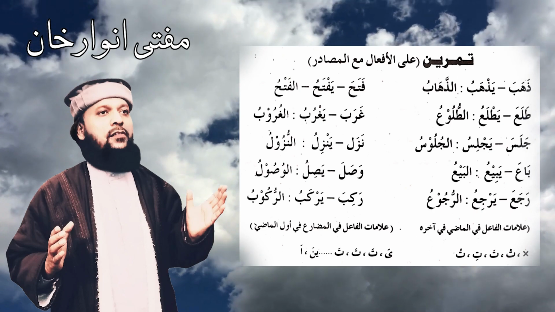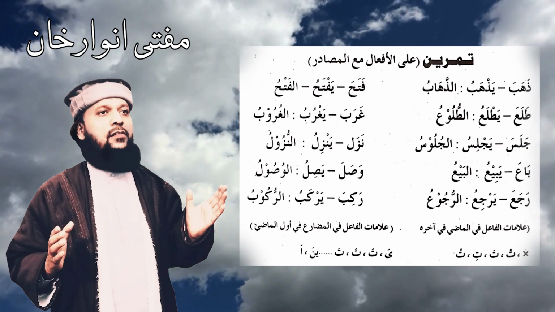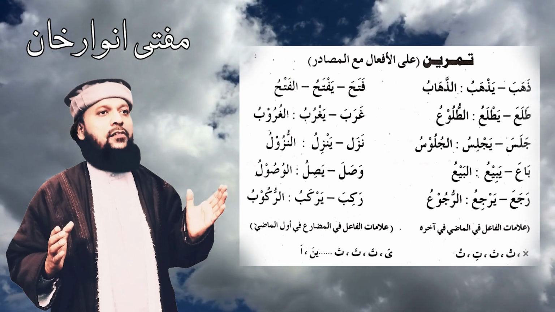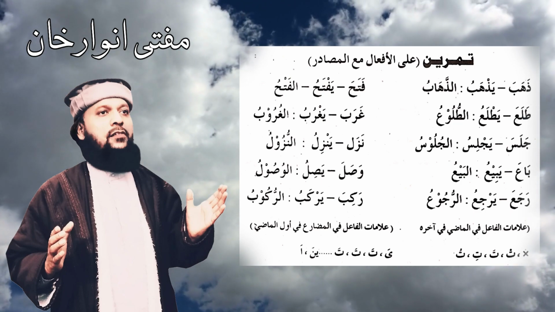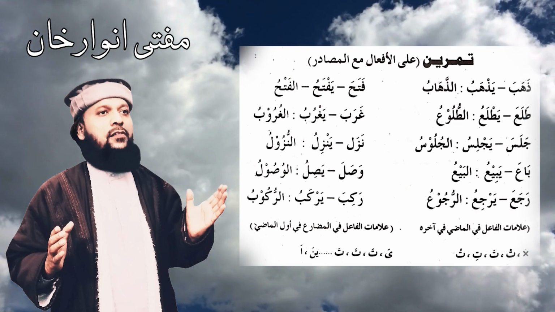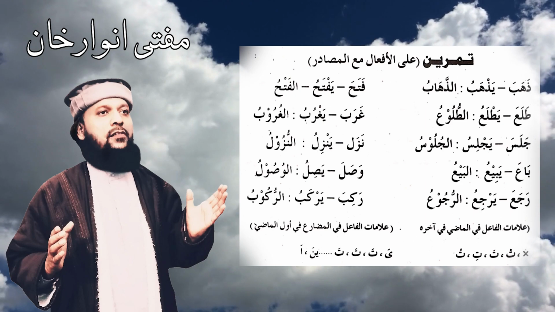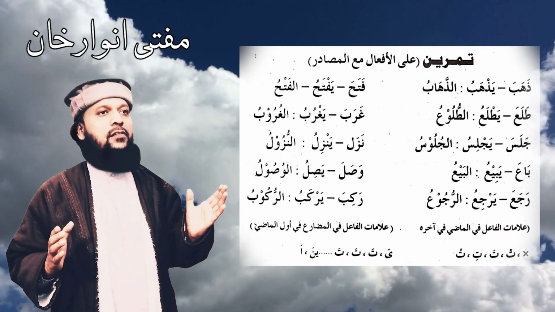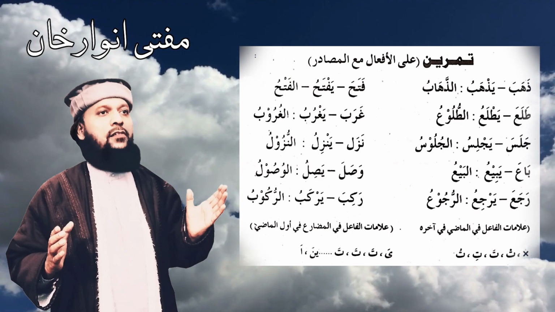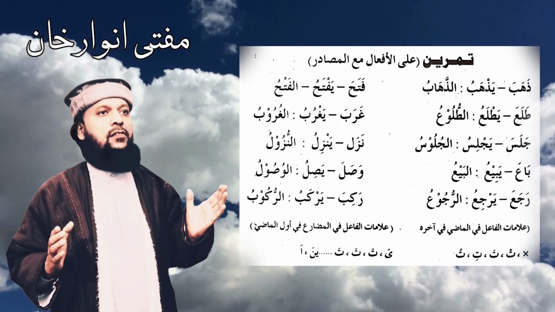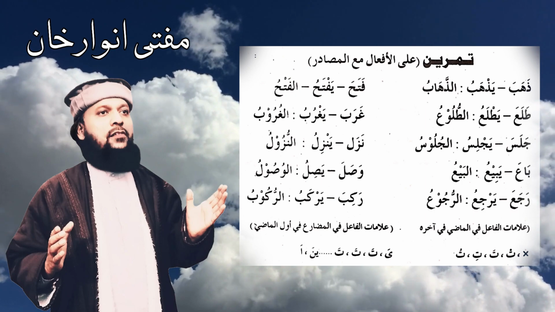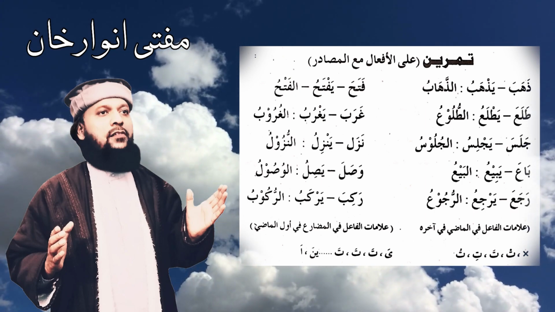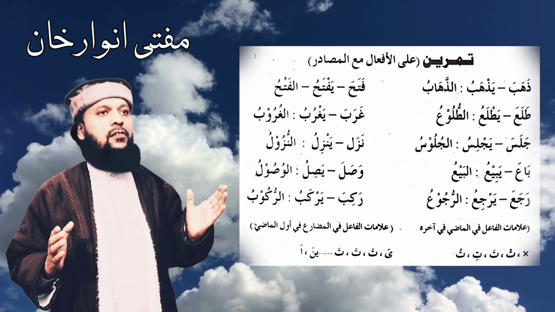And wasala yasilu al-wusul. Wasala is madi, yasilu is mudari. Al-wusul is the masdar, the verbal noun meaning reaching. Raja'a yarji'u ar-ruju'u. Ar-ruju', this is the masdar. Raja'a is madi, yarji'u is mudari, meaning to get back, like on the pattern of daraba yadribu. Rakiba yarkabu ar-rukub.